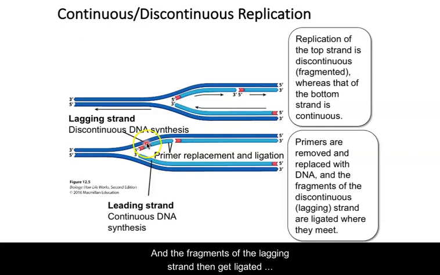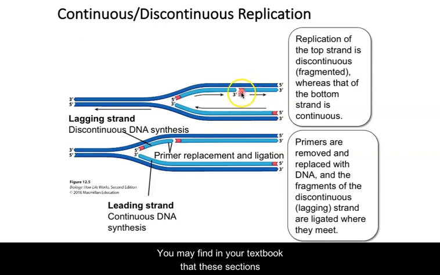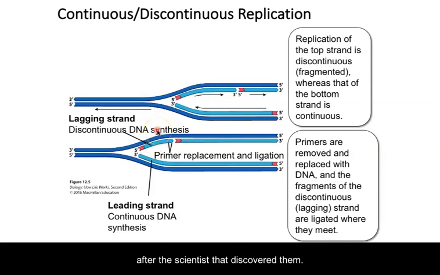And the fragments of the lagging strand then get ligated together after removal of the primers so that we end up with two continuous strands of DNA from the leading and the lagging strand. So the lagging strand just after the replication occurs needs a bit more post-processing. You may find in your textbook that these sections that are replicated from the lagging strand are sometimes referred to as Okazaki fragments, and that's named after the scientists that discovered them.